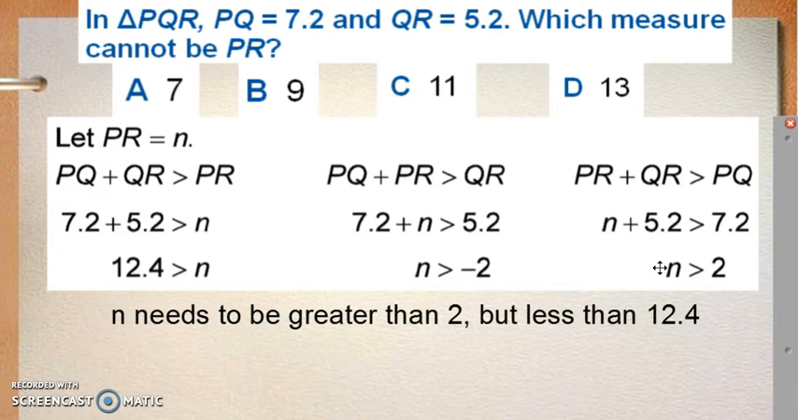Because n has to be greater than 2, we can eliminate n is greater than -2. That overrules the negative. n needs to be greater than 2, but less than 12.4. Therefore, the only answer that does not fit into that parameter is D. D, 13, cannot be the measure of PR.